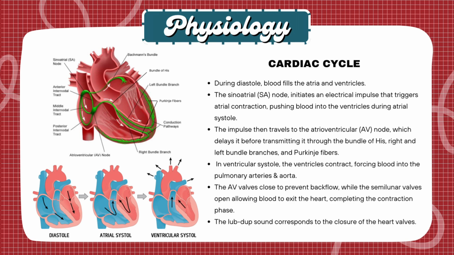Next, the impulse travels to the atrioventricular node, which delays it before transmitting it through the bundle of His, right and left bundle branches, and Purkinje fibers. In ventricular systole, the ventricles contract, forcing blood into the pulmonary arteries and aorta. The AV valves close to prevent backflow, while the semilunar valves open, allowing blood to exit the heart, completing the contraction phase. The lub-dub sound corresponds to the closure of the heart valves.